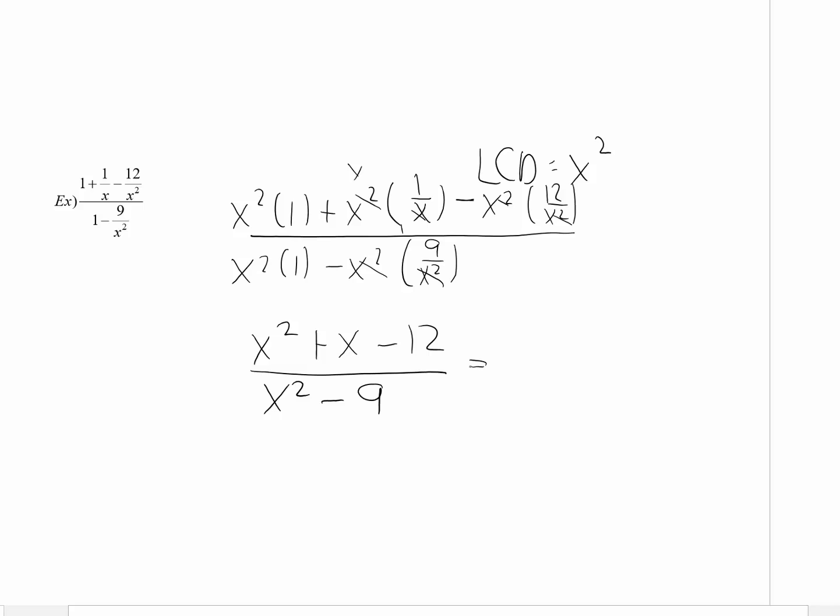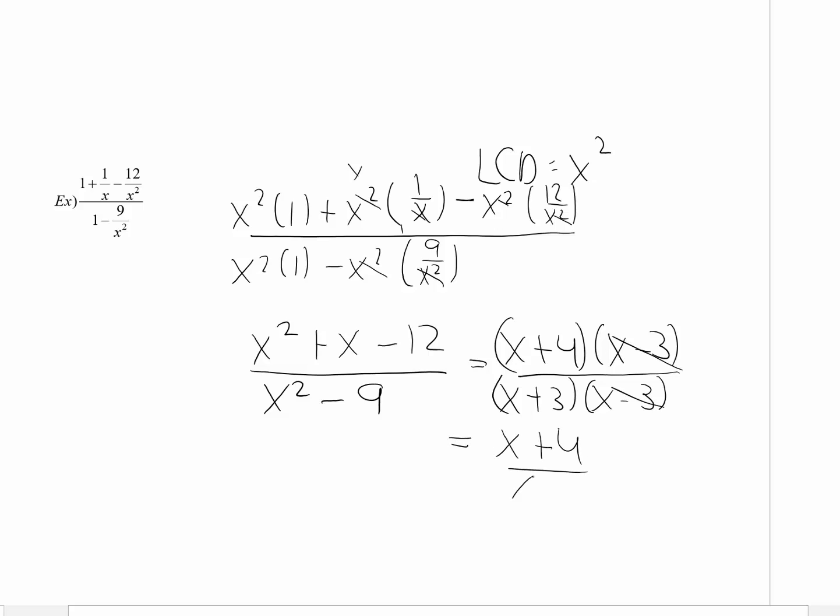I can factor both the numerator and the denominator. The top factors to be x plus 4 times x minus 3. The bottom is a difference of 2 squares, so I'll write that as x plus 3 times x minus 3. There's a common factor of x minus 3 that divides out from both. And that leaves me with x plus 4 divided by x plus 3. Remember, I can't divide out the x's. I can only divide out factors, not individual terms.